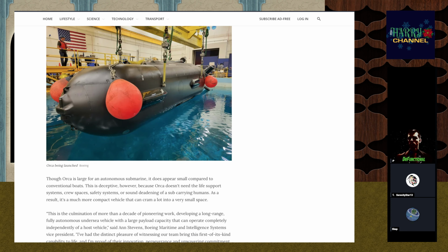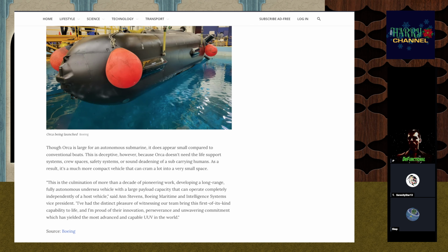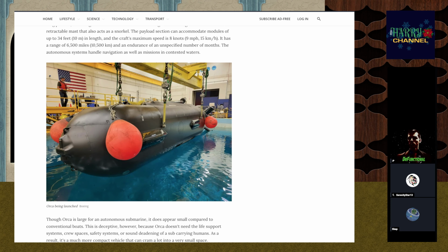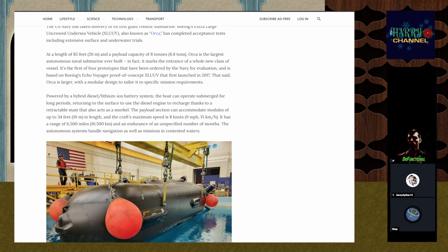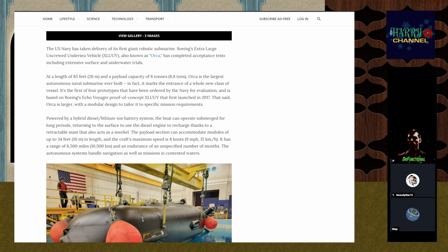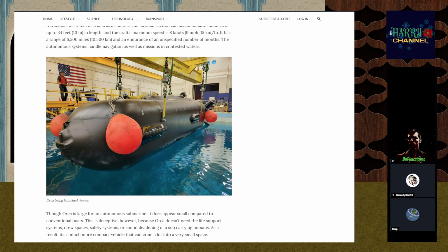You put fewer human lives at risk, and there are a lot of things that subs do that lend themselves to automation. Even though things are naturally dangerous, being on a sub is one of the most dangerous. Who built this? Sorry, I thought it was Boeing. Let's see. Boeing's Extra Large Orca. Or as I like to pronounce it, Boeing. It's based on Boeing's Echo Voyager.